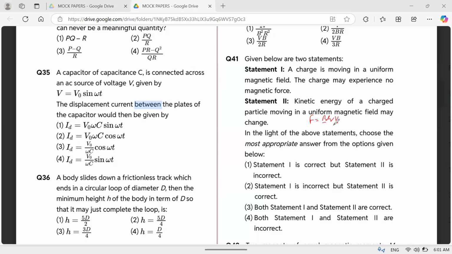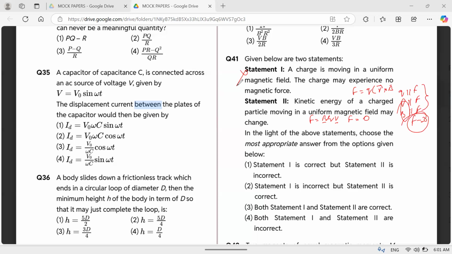If any one of them are parallel to each other, sorry, the net force will be equal to how much for me? Zero. We did not cover the cross product. F is equal to q into v bar cross B bar. If v is parallel to B, or if all of them are parallel, or any two of them are parallel, the net force will be equal to how much for me? Zero. So the first statement is true.